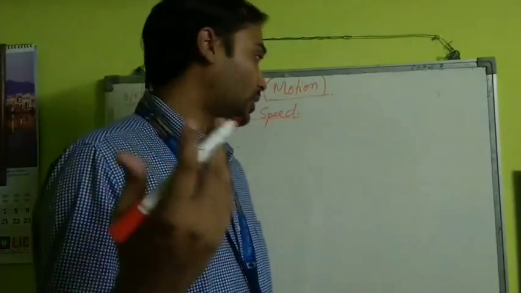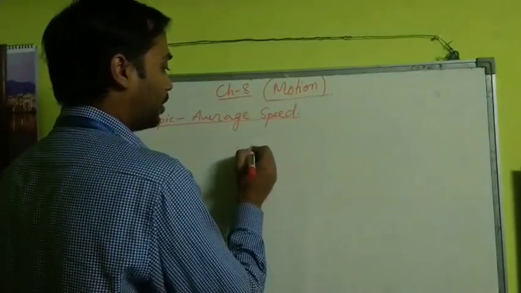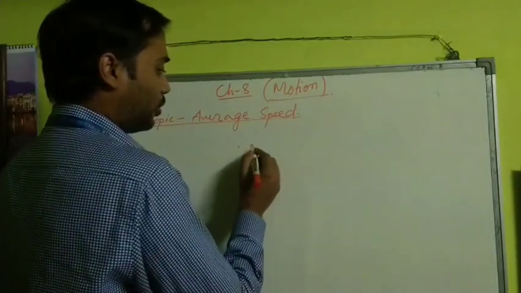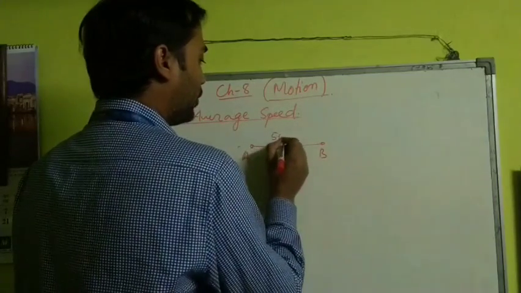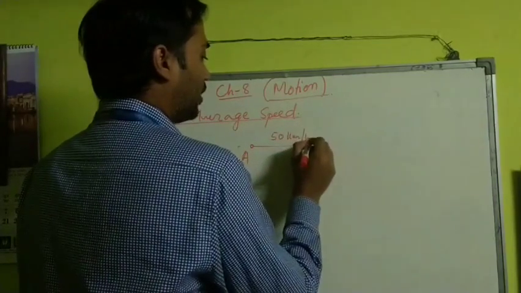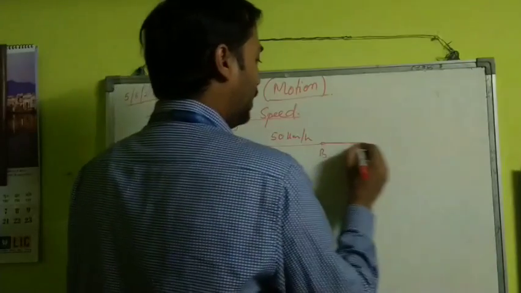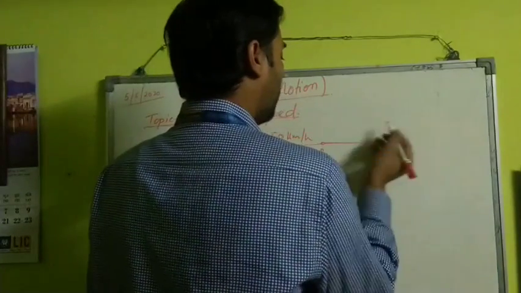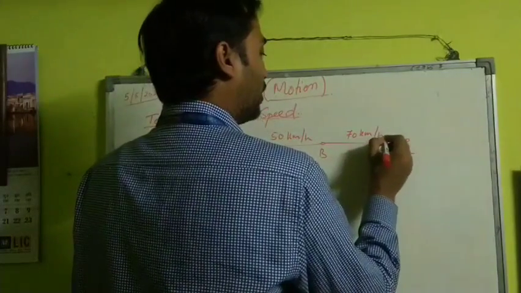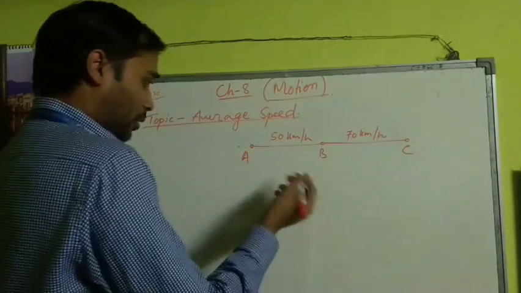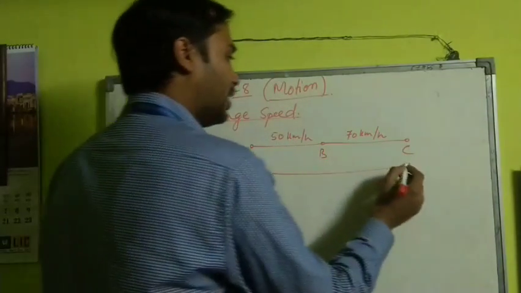Let us discuss this with an example. Suppose a vehicle moves from point A to point B with a speed of 50 km per hour, and from point B to point C it moves with, let's say, 70 km per hour. Now, can you say what is the speed of the vehicle from point A to point C?